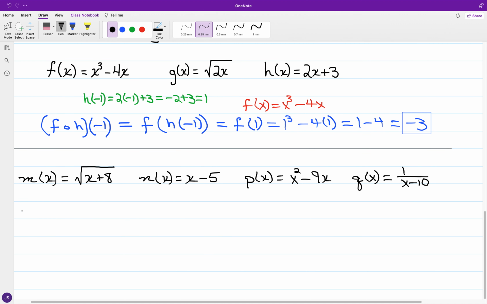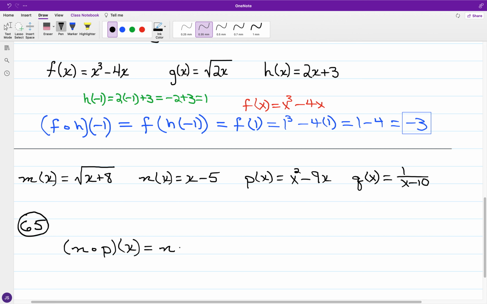For problem 65, now we're looking at the composition as well as the domain. Again, for the domain of compositions, you're playing by a different set of rules. You're looking at the domain of the input as well as the domain of the final output, namely the composition result itself. Now in 65, we have n composed with p of x.